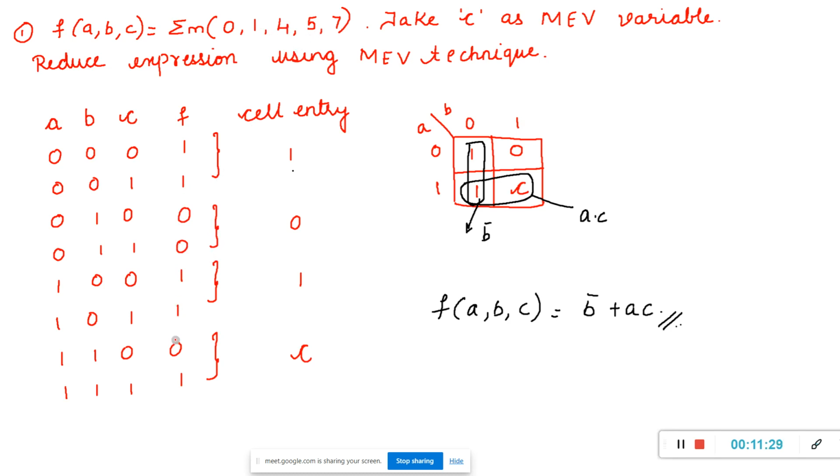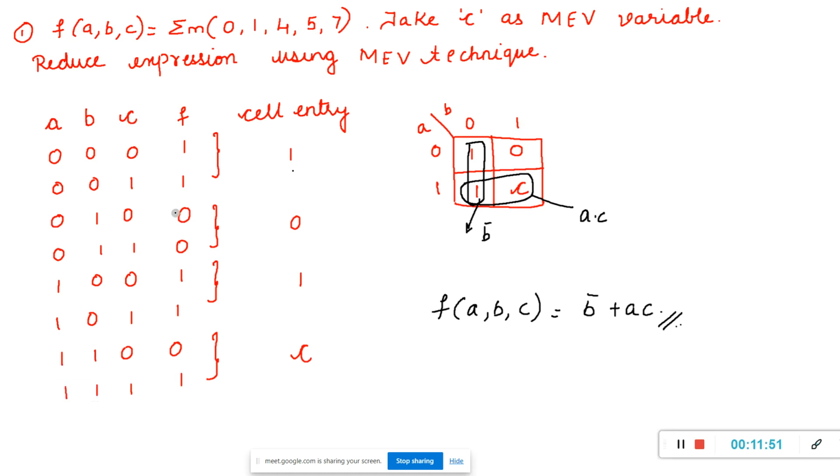6 is not there, so it is 0. Next 7 is there, so it is 1. Okay, so next apply the rules. So apply the rules. Now here treat C as a MEV variable. This C should be treated as a MEV variable.